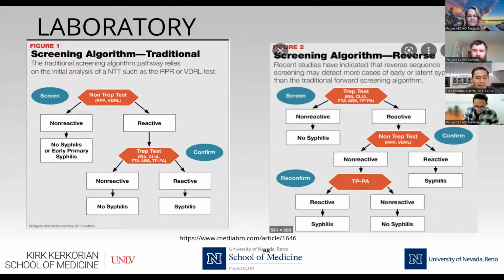And I'll pause here in case any one of you have any questions or comments about this, because it's a lot of information to process.